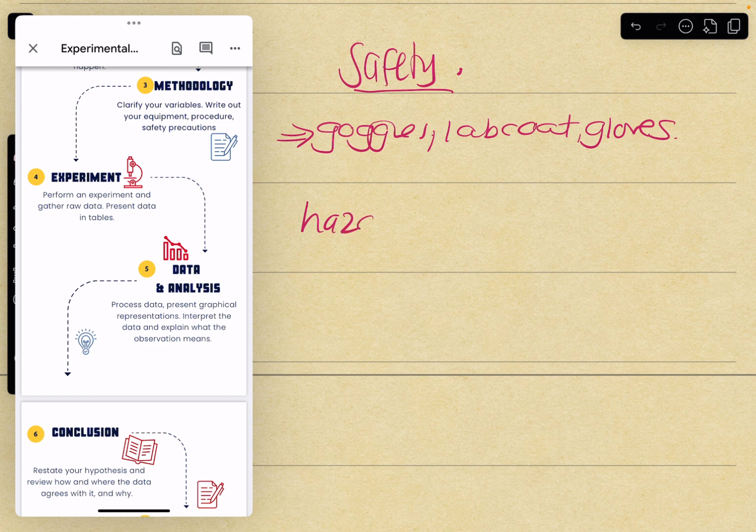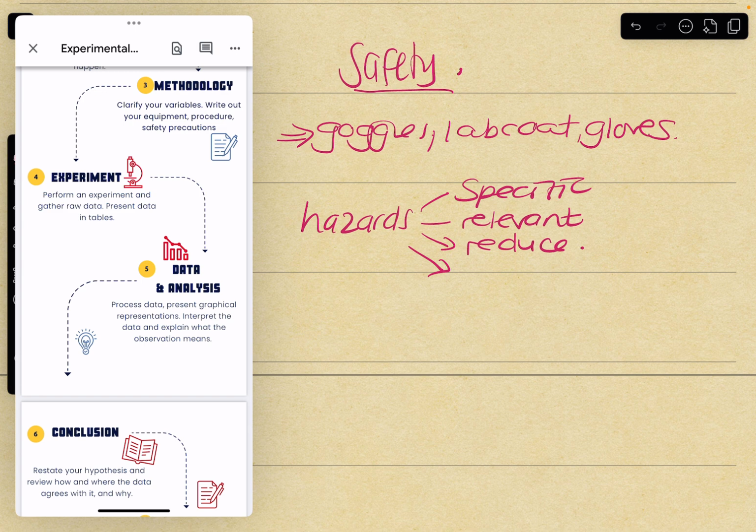We need to identify hazards, and these hazards need to be specific. They need to be relevant to the experiment that is being done. We want to talk about how to reduce the likelihood. So this is what we would do before. It's also helpful to have an idea of what to do afterwards, so response, if it did happen.